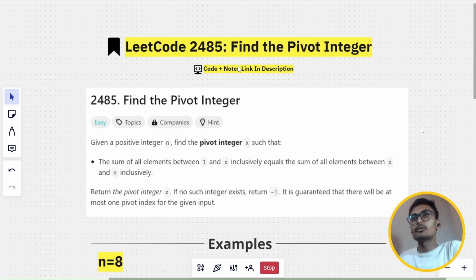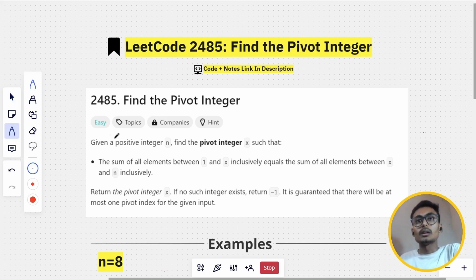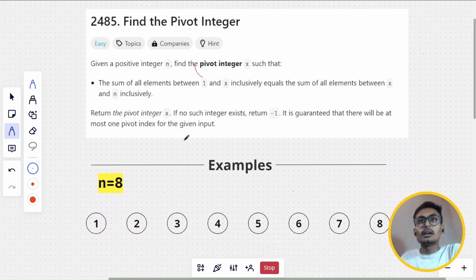And today's question is find the pivot integer. Given a positive integer n, find the pivot integer x such that the sum of all the elements between 1 to x equals the sum of elements between x to n. So the question is pretty straightforward. We are given an n and we have to find an x such that the sum of elements between 1 to x is equal to the sum of elements between x to n.